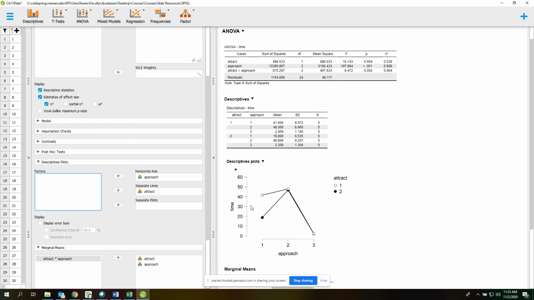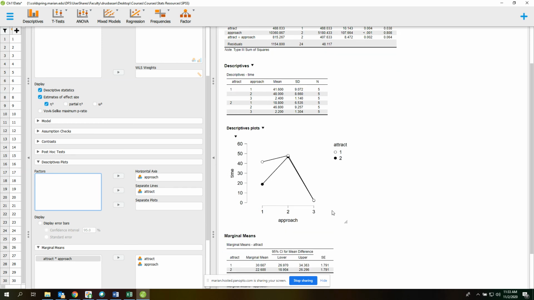So this is the best picture that you could probably have. So you've got the 3 approach styles on the bottom. So on the horizontal, you've got the approach style. So you've got the one, which I think is conversation style, then humor, and then pickup line. And then you've got the attractiveness as the 2 different color dots. So you've got one, what is one? One is attractive and 2 is unattractive.